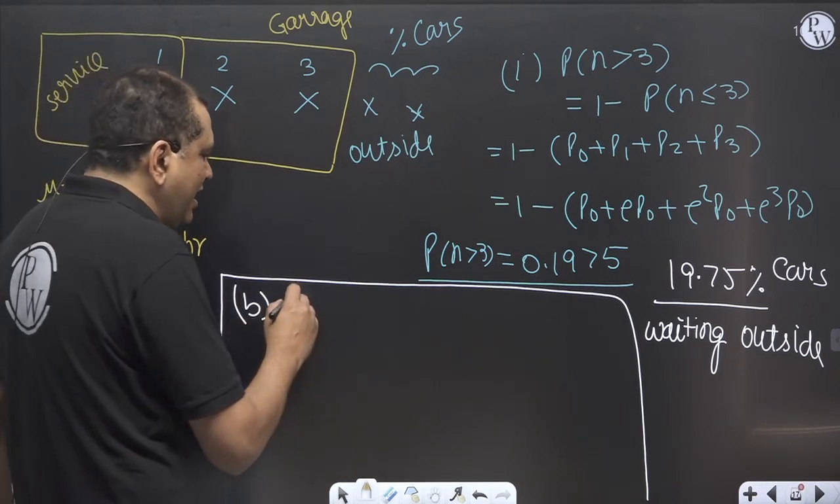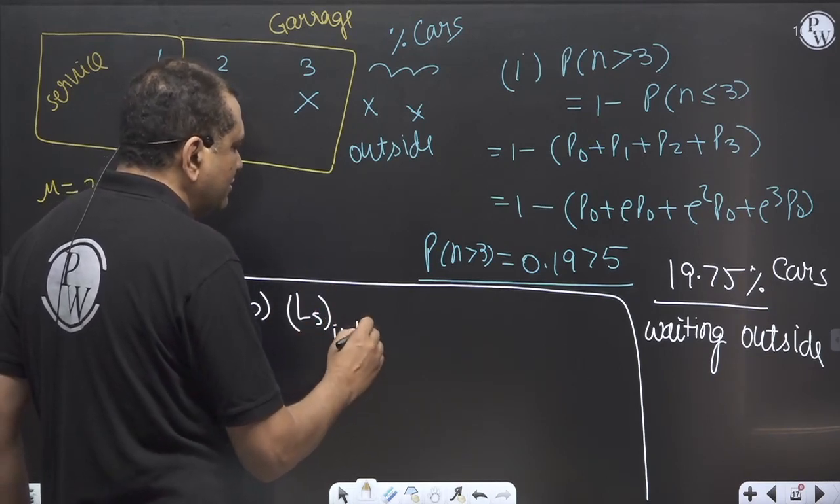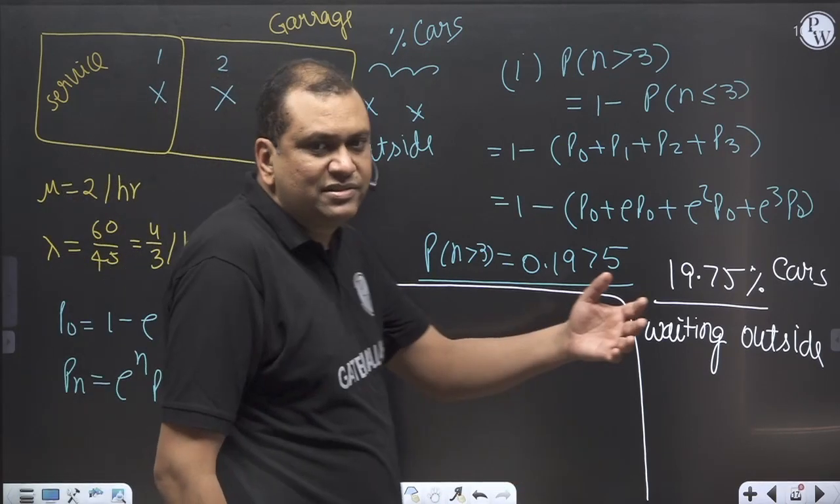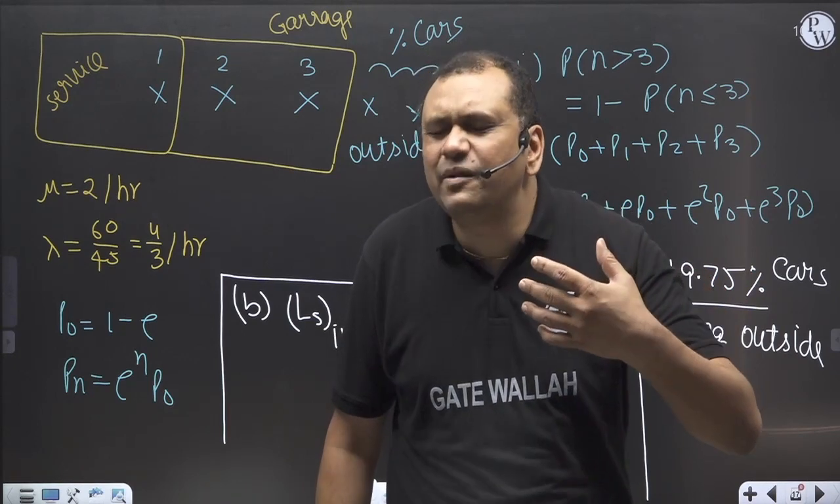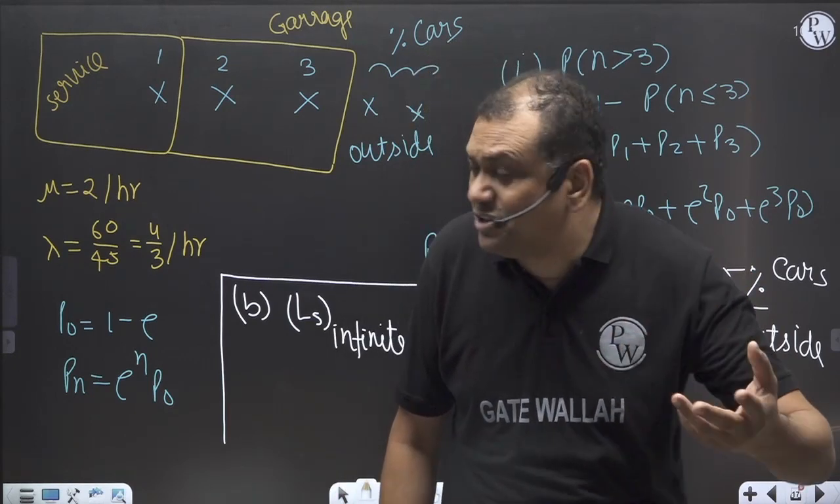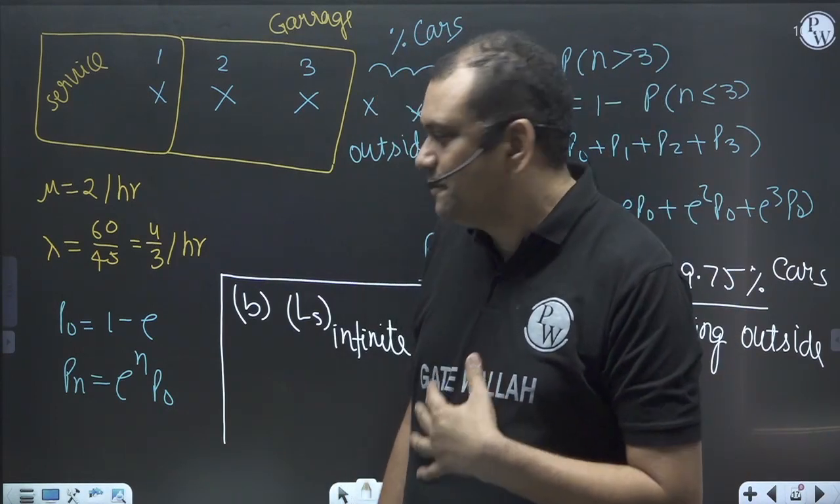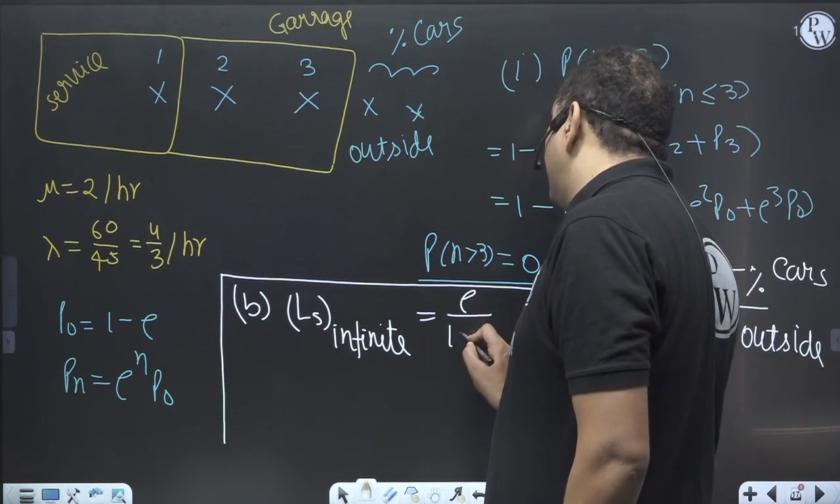Let us say LS infinite. Suppose the queue length can be extended to infinity. There is no restriction. Cars are waiting outside. It is called infinite length, correct? LS infinite is nothing but rho divided by 1 minus rho.